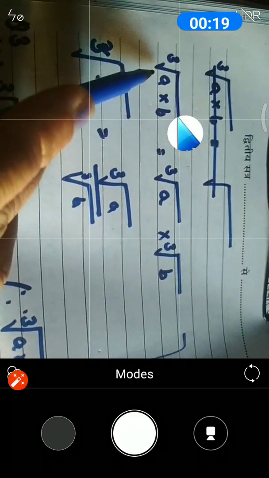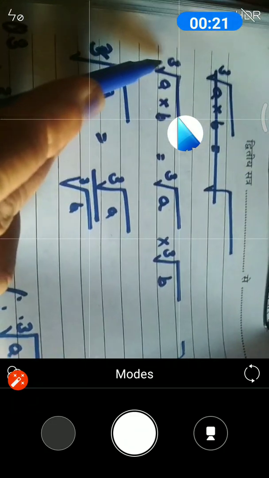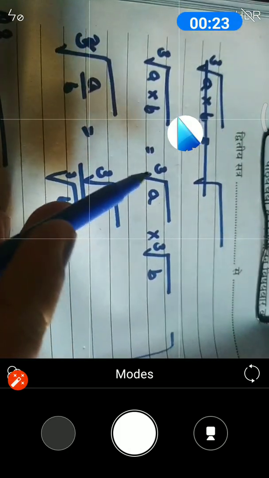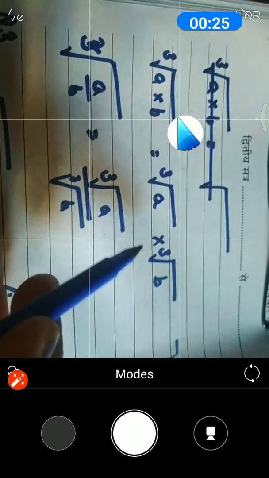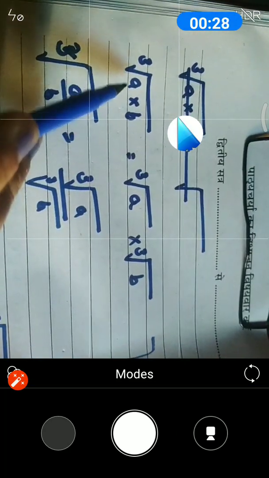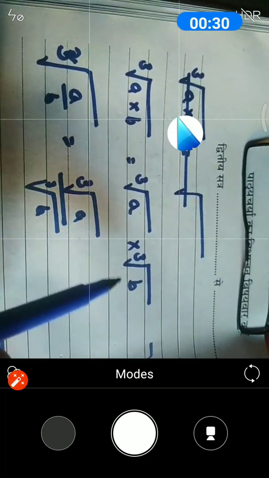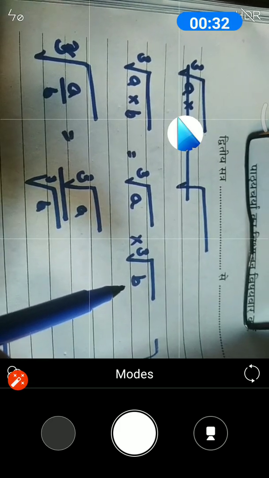So look at this formula. If you have to find the cube root of a into b, it is equal to the cube root of a multiplied with the cube root of b. It means you have to find the cube root by finding individual cube roots.